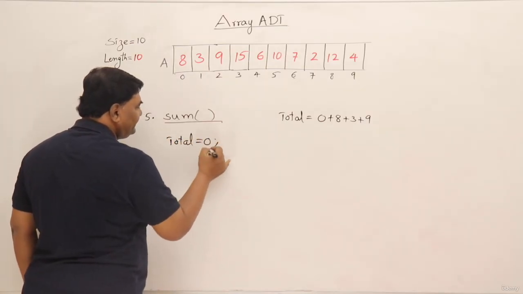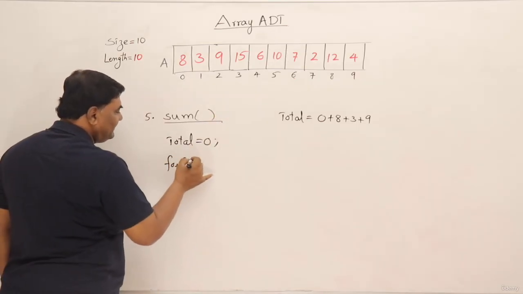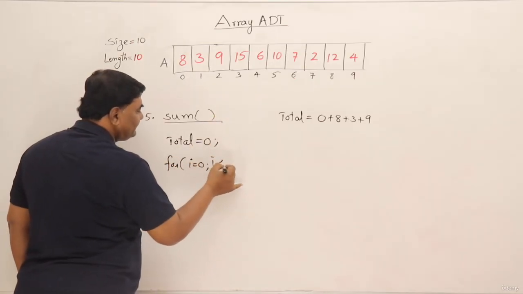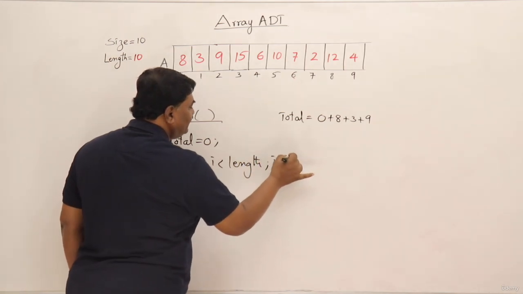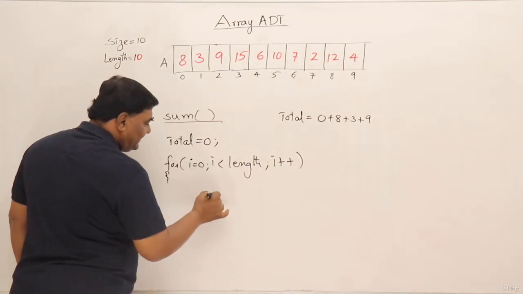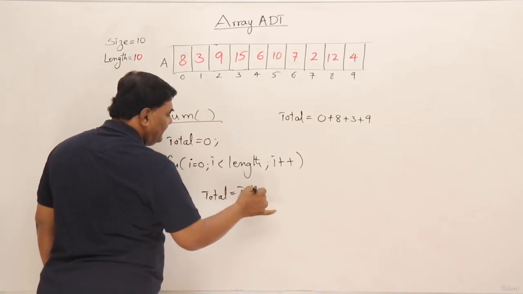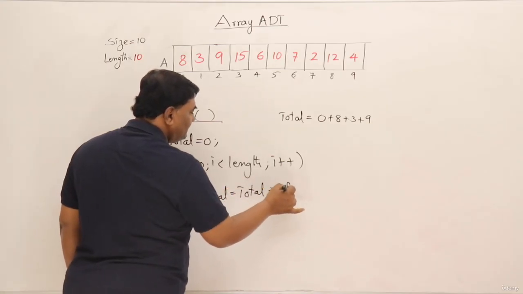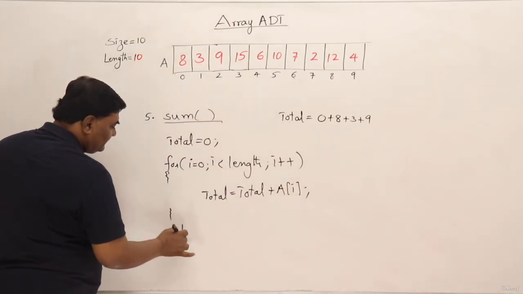That should be initially 0. I should scan through all the elements. So for i = 0, i less than length, i++. Then inside, total should every time add a of i. That's it. Then return total.